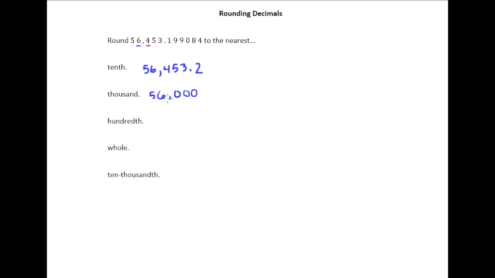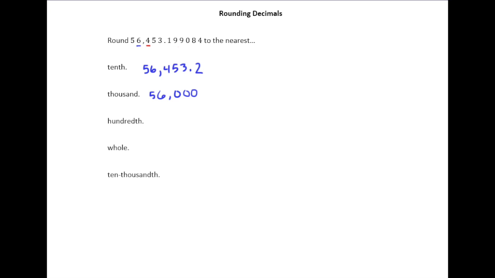Because of course 56,000 is the same as 56,000.0. It's the same thing. It's kind of like saying $56,000 is the same as $56,000 and 0 cents. All right, we understand those are the exact same thing, so we can just leave off the decimal.